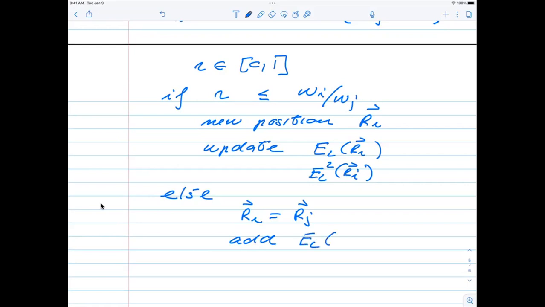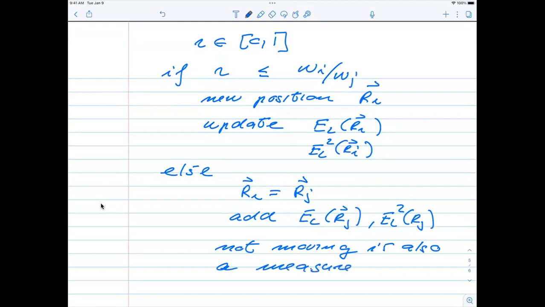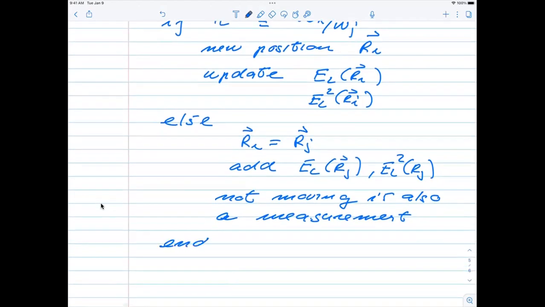So we will also count not moving as an observation. Let's just emphasize that: not moving is also a measurement. And then we keep accumulating this until we have run through all the Monte Carlo cycles which we have pre-established.